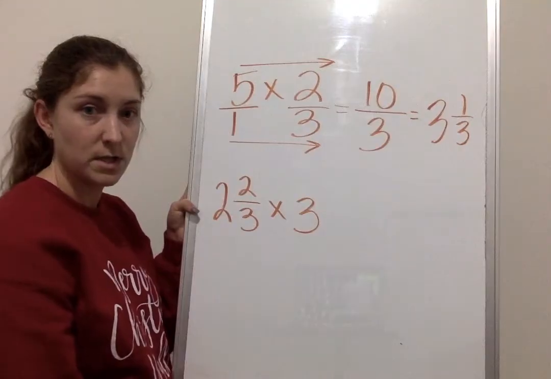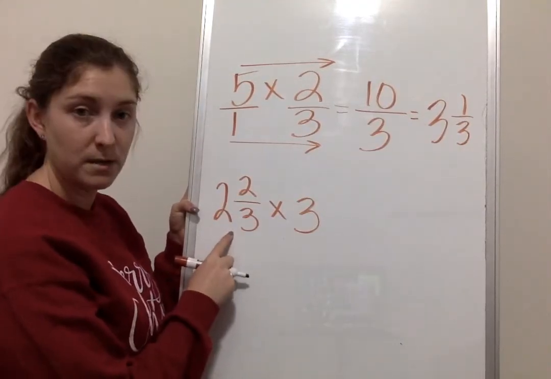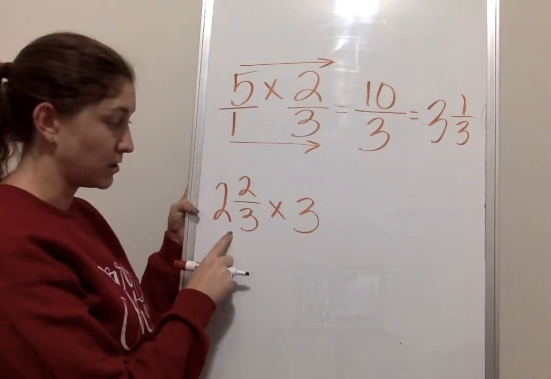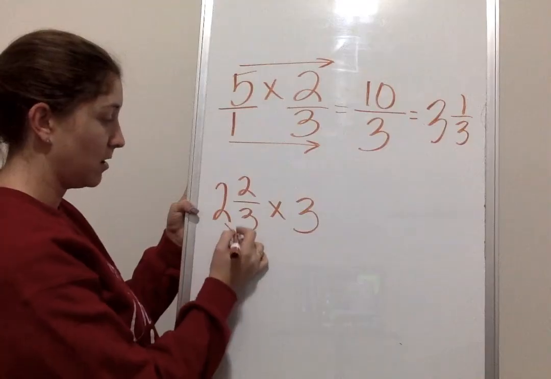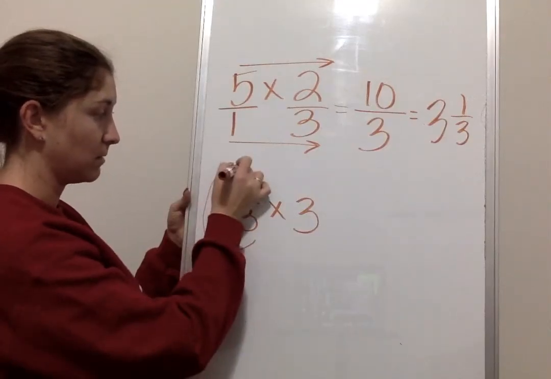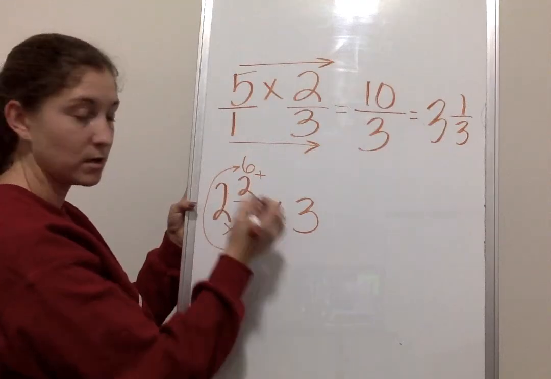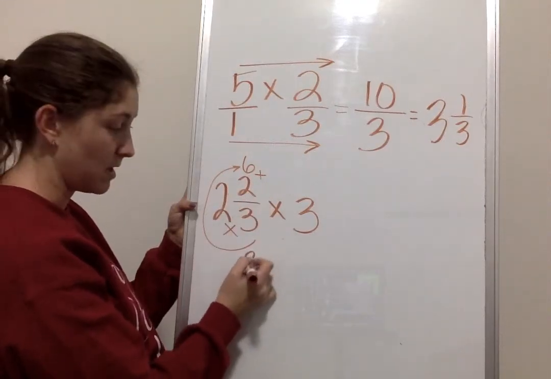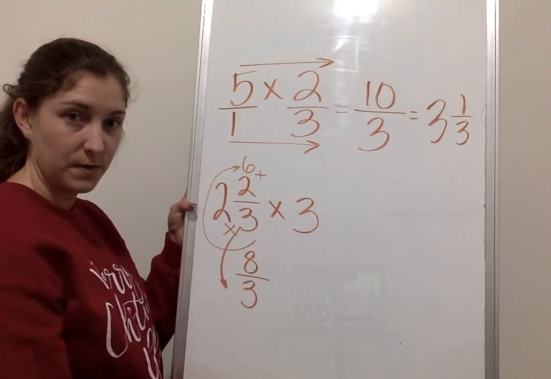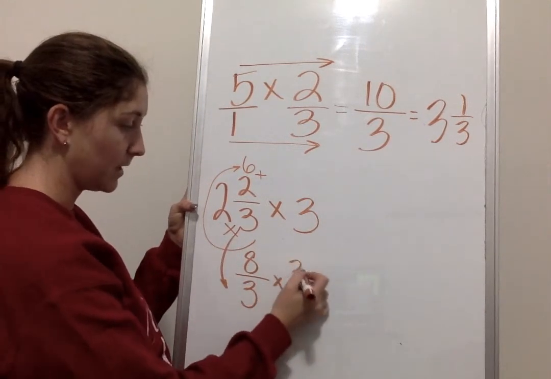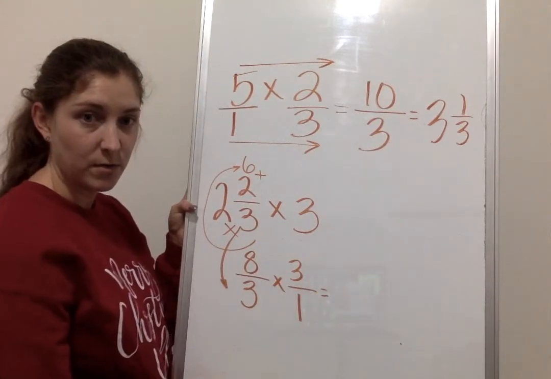2 2/3 times 3, the first thing I have to do is change my mixed number to be an improper fraction. In order to do that, I have to follow the MAD strategy. Multiply 2 times 3, that is 6. Add the numerator 2, that gives me 8. And I keep that denominator the same, that's 3. Times, I still have to make that whole number into a fraction, 3/1.